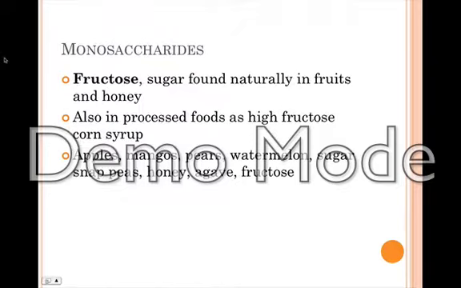The third FODMAP category is monosaccharides. Fructose is a monosaccharide, which is a sugar found naturally in fruits and honey. However, it is also commonly found modified in processed foods as high fructose corn syrup. Natural sources high in fructose include apples, mangoes, pears, watermelon, snap peas, honey, and agave.